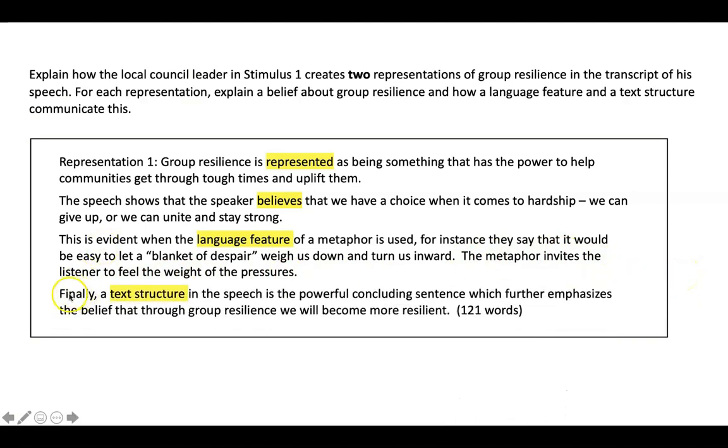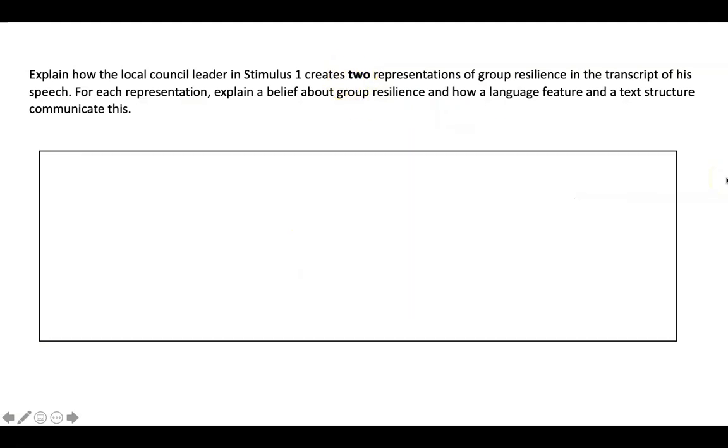Finally, so I've got a nice linking word. Finally, a text structure in the speech is the powerful concluding sentence which further emphasizes the belief that through group resilience, we will become more resilient. Great. That will do. I've got the representation, a belief, a language feature, and a text structure. I'm going to do this all over again because I've only got 121 words in that section and they actually want two of these. So I have to do it all over again. Let's have a look.